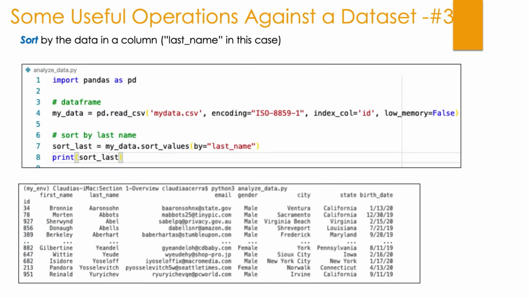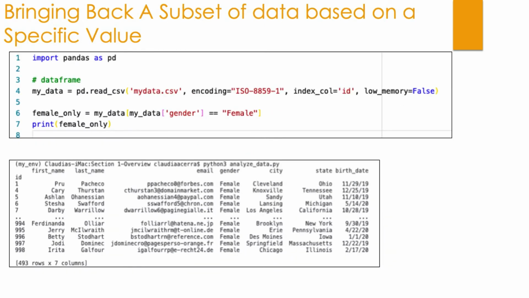Here we are using the sort_values method, and we're sorting by the last name field. So we use the header of the last name, and we're able to sort by last name. So here we're bringing back a subset of data based on a specific value. This is really filtering, right?